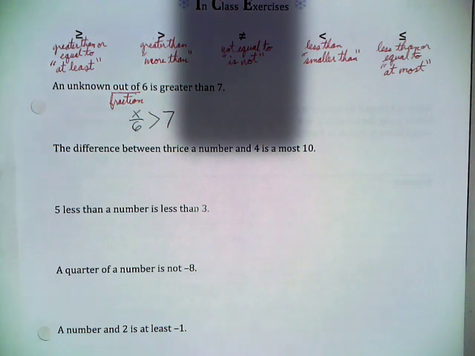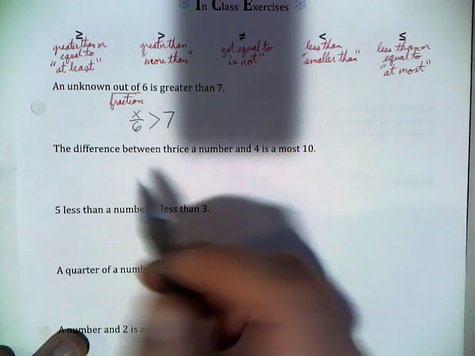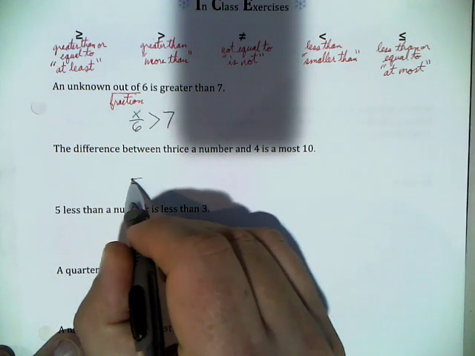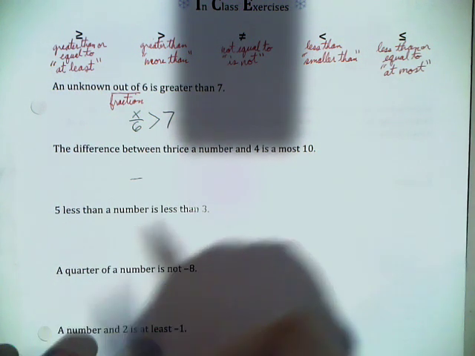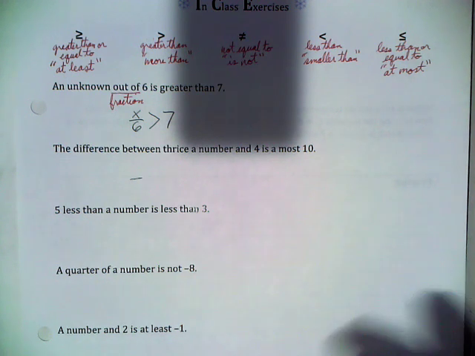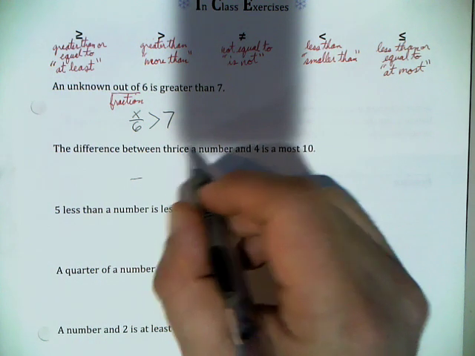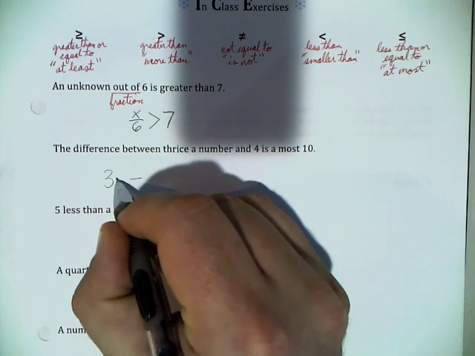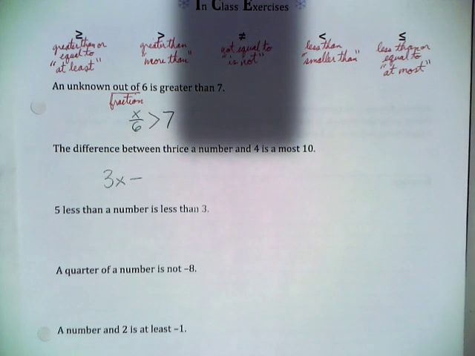So hopefully you've already tried out this first one. I'm going to go for it. The difference between, so difference means we're subtracting some things. The difference between thrice a number. Now that might have thrown some of you for a loop. So thrice a number, we know a number is going to be x. Thrice actually means 3 times a number. So thrice a number is actually going to be 3x.